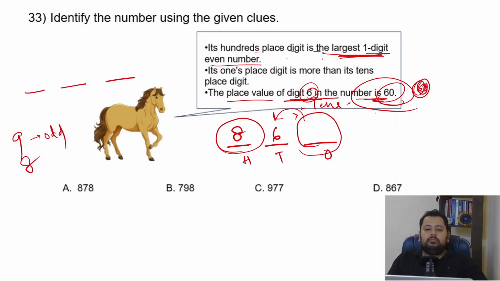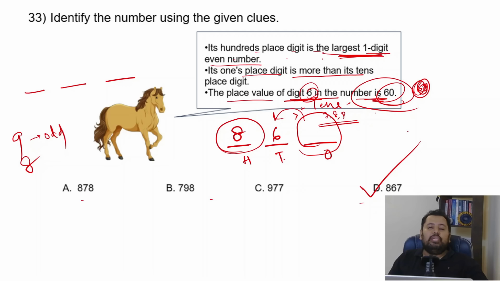Now we know that the hundreds place is 8, the tens place is 6, and the ones place digit is more than its tens digit. So more than means it can be either 7, 8, or 9, right? And if you look at the options, we only have option D, that is 867, as the option that can go over here. So that is the correct answer. Hope you got this one correct. If you did, give yourself a star.